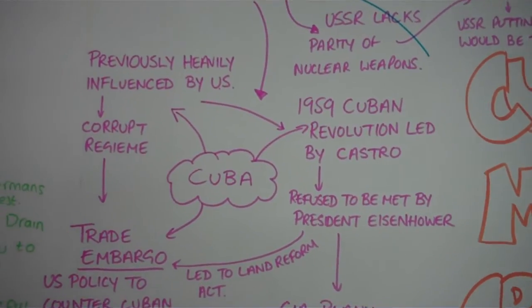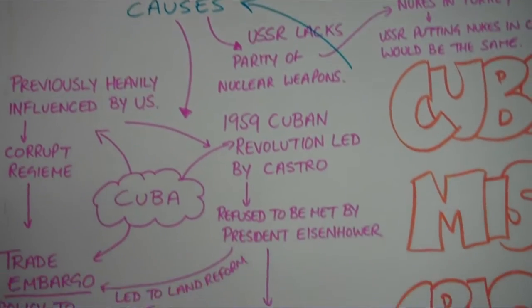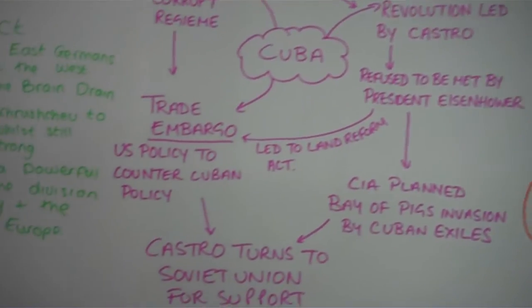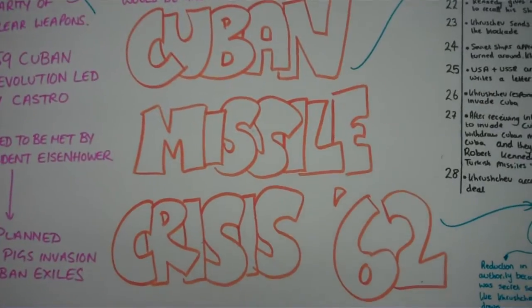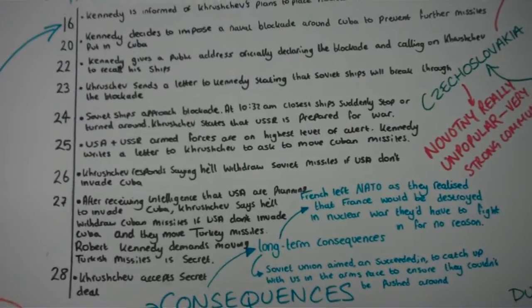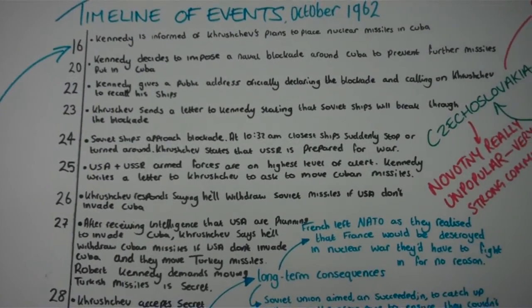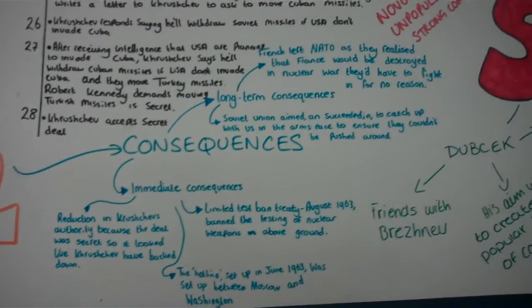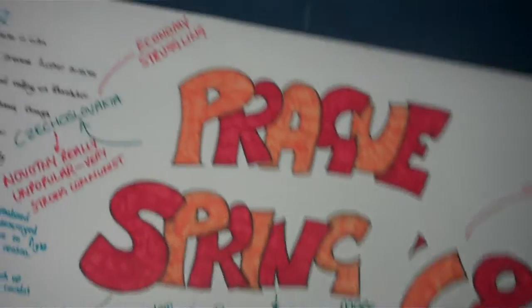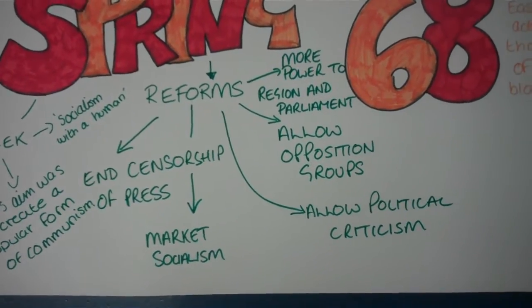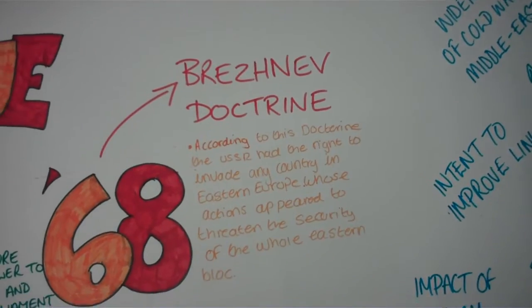Then we got to Cuba, looking at the causes, the missile crisis, the timeline of the event, and looking at the consequences there, which then takes us to our final case study, the Prague Spring. So we have a look at what Czechoslovakia was like, who Dubček was, what the reforms were, and the Brezhnev Doctrine.